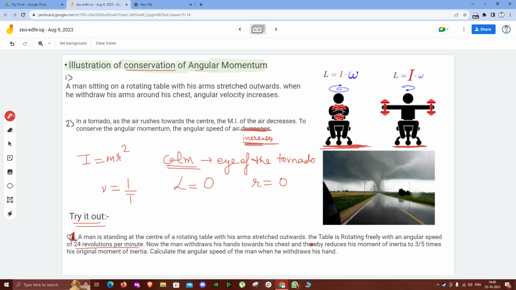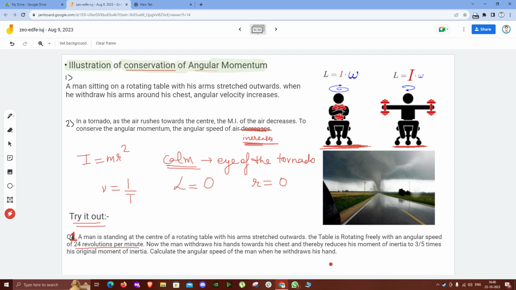So now the man withdraws his hands. See what he has done now. He has done this pose here. He has withdrawn his hands towards his chest and thereby reduces the moment of inertia by 3 by 5 times. See, the relation between I for both is given. There was I before and I now. So it has now become 3/5 of the original moment of inertia. We have to calculate the angular speed of the man when he withdraws his hands.